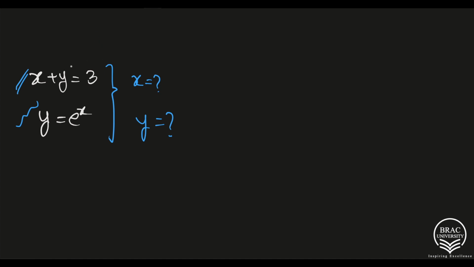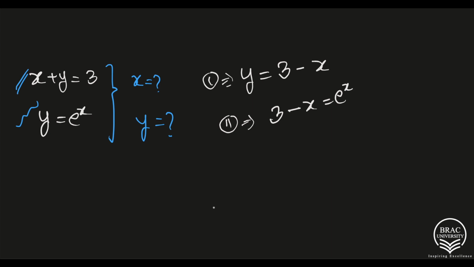Well, we can try substitution. For example, from equation 1, we see that y equals 3 minus x, and we can replace the value of y in equation 2, and we will find that 3 minus x equals e to the power x. Or we can rearrange and find that x plus e to the power x equals 3. Now the question is, how can we solve this equation? Actually, there is no simple way to solve this. I mean, we can try this graphically, right?